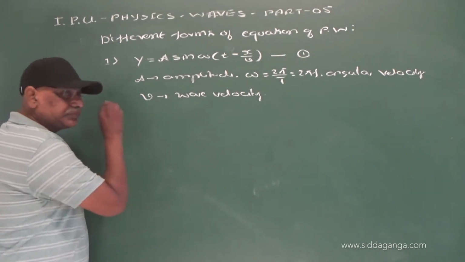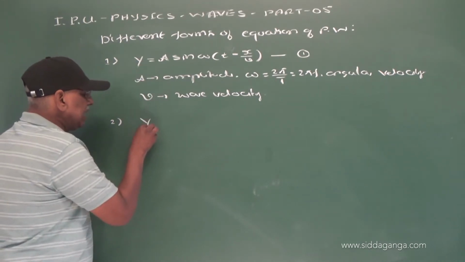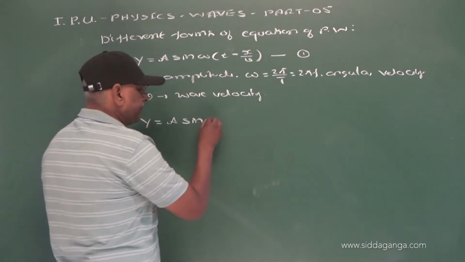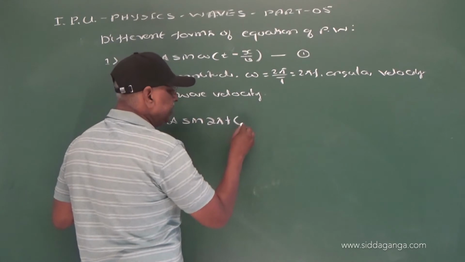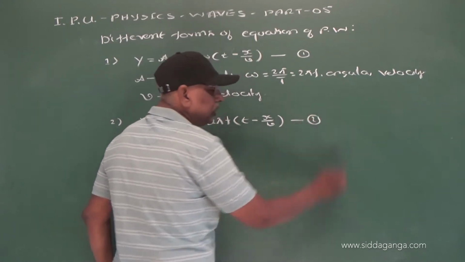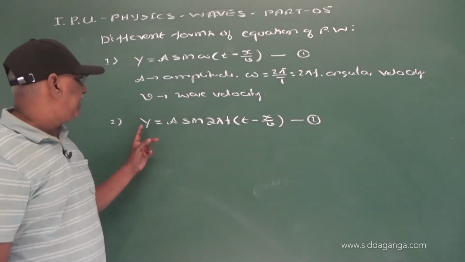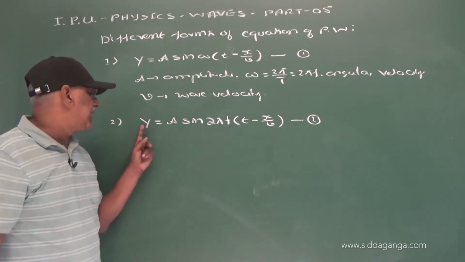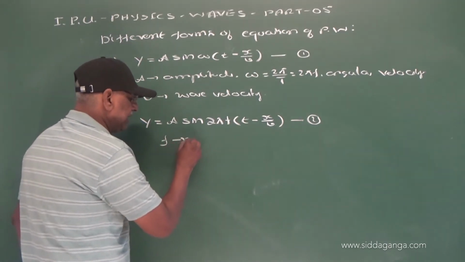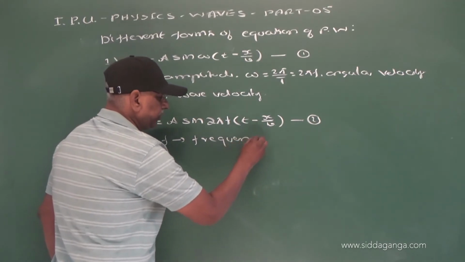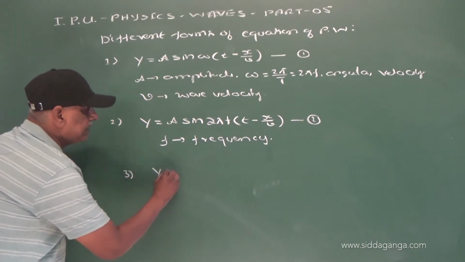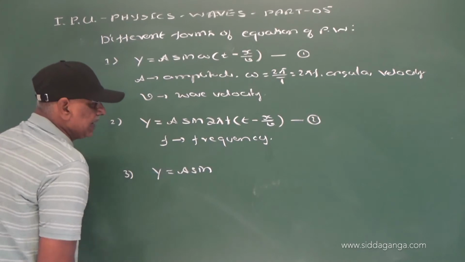Now the second one. This equation can be written as y = a sin, where ω can be replaced by 2πf, so y = a sin 2πf(t − x/v). This is equation 2. The second form, the same wave equation, can be written in terms of frequency, where f is the frequency.